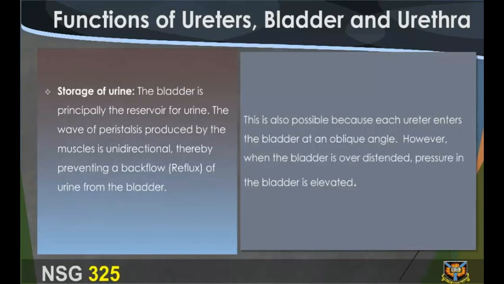Storage of urine. The bladder is principally the reservoir for urine. The wave of peristalsis produced by the muscles is unidirectional, thereby preventing a backflow or reflux of urine from the bladder. This is also possible because each ureter enters the bladder at an oblique angle. However, when the bladder is over-distended, pressure in the bladder is elevated.